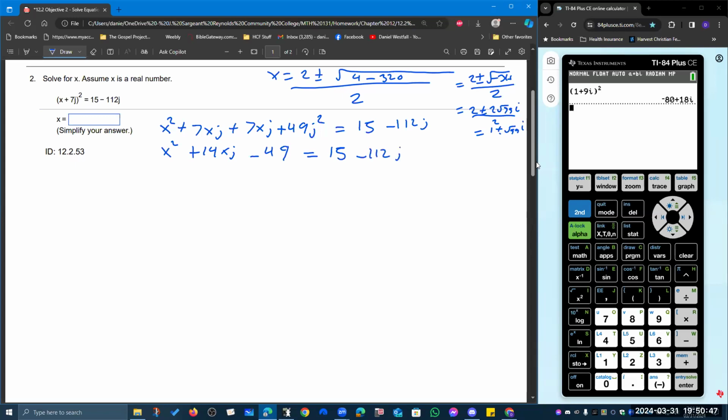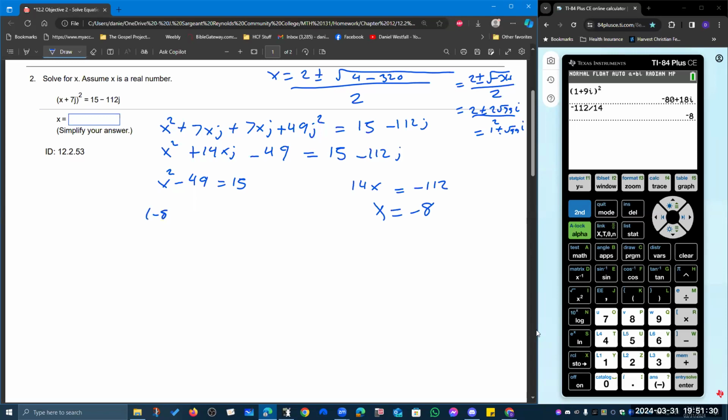Let's look at my real part: x squared minus 49 is equal to 15. And let's look at my imaginary part: 14x is equal to negative 112. Let's see if we can find a solution x here that works for both of them. So let me work on this side that's linear. Negative 112 divided by 14 is going to be negative 8. Now I want to see if negative 8 makes this true over here. If so, negative 8 is my solution.